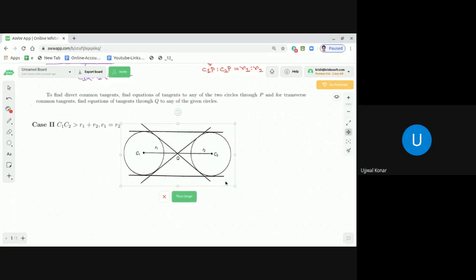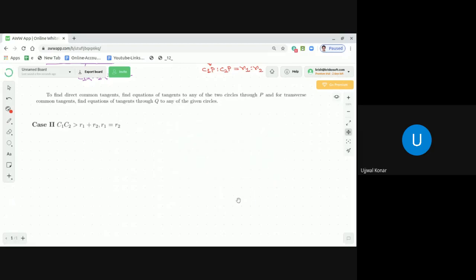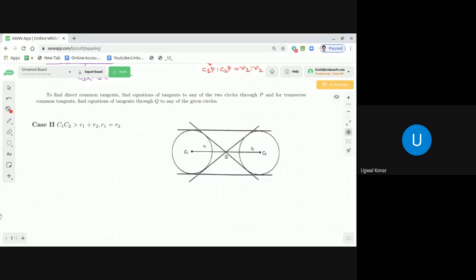I hope you are able to view it, dear students. If you look at this diagram, you will be able to make sense of what is happening when R1 is equal to R2. In this case also we have four tangents: two direct common tangents, parallel to the line of centers, as you see in this diagram. This line and this line are parallel to the line of centers. And two transverse common tangents meet the line of centers C1C2 at Q.